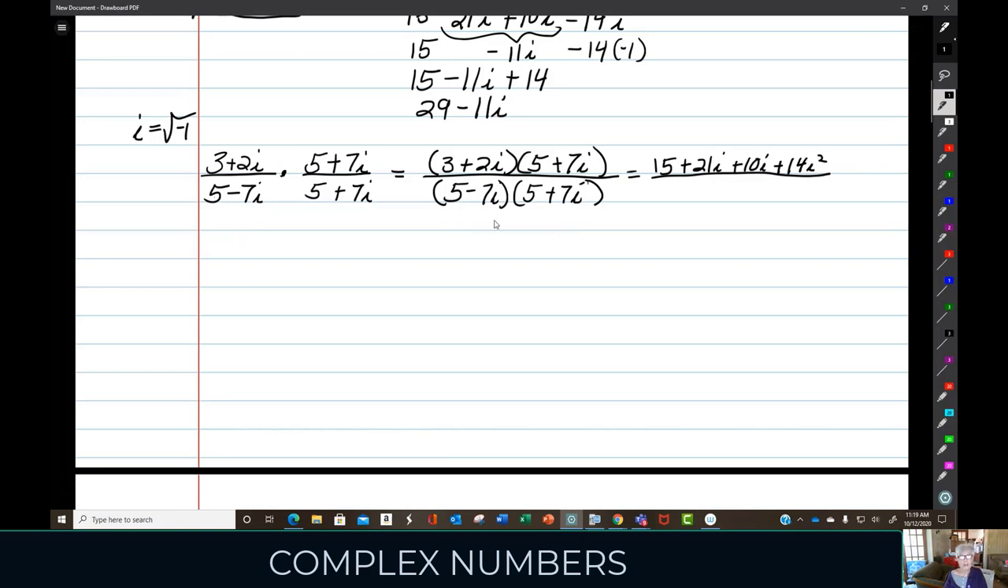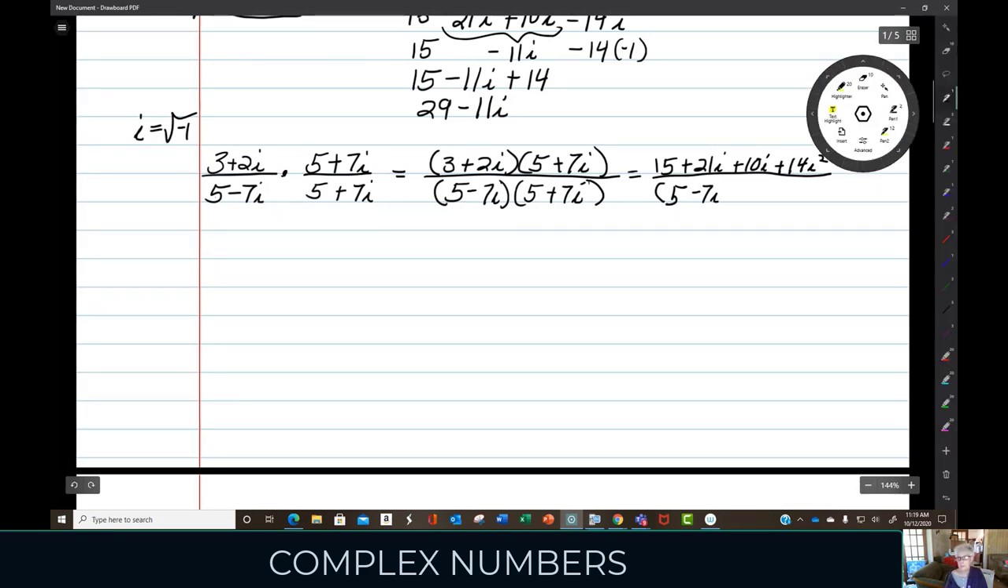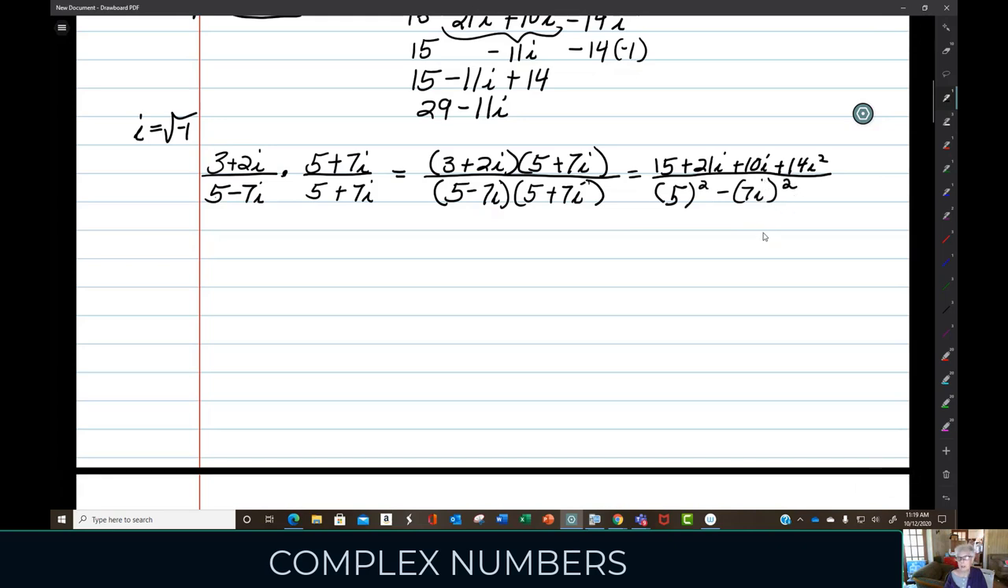Now these are conjugates. We have a shortcut for multiplying conjugates: 5 squared minus 7i squared. That's only because they're conjugates. Remember, you've got a minus b times a plus b. When you multiply conjugates like that, you'll get a squared minus b squared, which is how we get that. But these guys up here, they're not conjugates, so we just have to flat out multiply them.